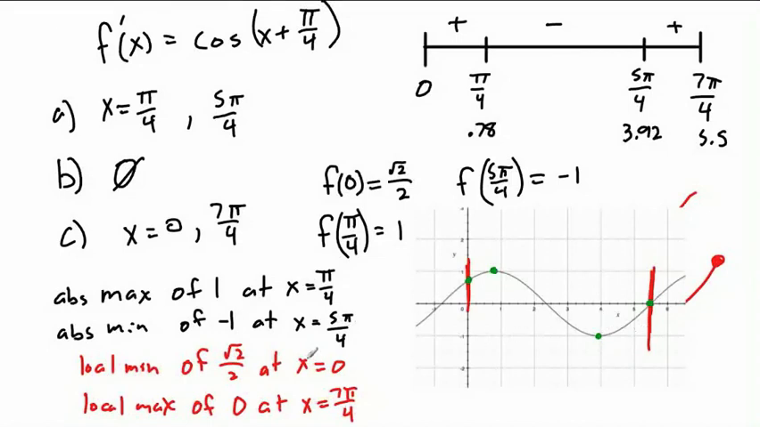That's what we got. And then we're going to have a local min at 0 of square root of 2 over 2, which is about right there. And then we're going to have a local max here at 7 pi fourths, and we said it was going to be 0. So it looks like we did it right.